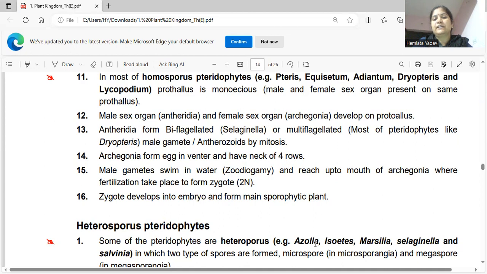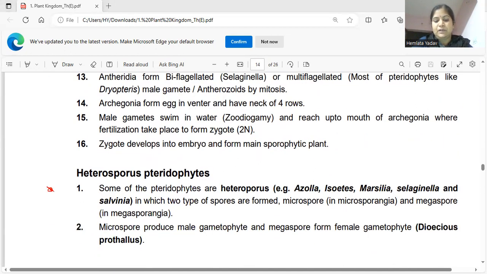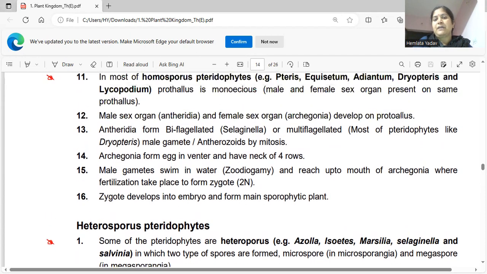Archegonia form eggs in the venter and have a neck of 4 rows. Male gametes swim in water, zoidiogamy, and reach the mouth of the archegonium, where fertilization takes place to form the zygote. The zygote develops into an embryo and forms the main sporophytic plant. This was the structure of the prothallus and production of the gametes.